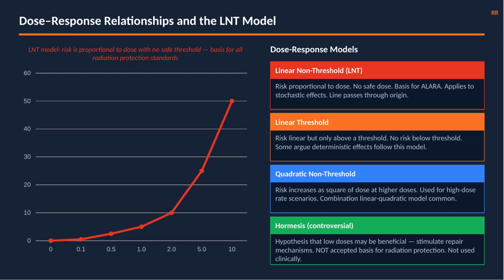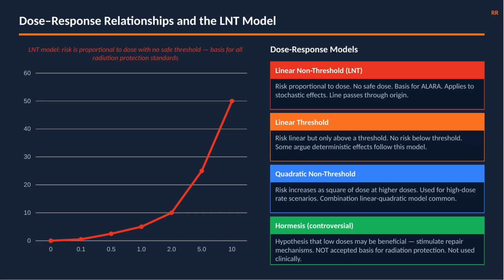4 dose-response model types: linear no threshold, LNT, risk proportional to dose. No safe dose, line passes through origin. Basis for all regulatory dose limits. Applies to stochastic effects. Linear threshold, risk linear, but only above a threshold. Some argue that deterministic effects are better modeled this way, and some argue that low-dose stochastic risk follows this pattern.